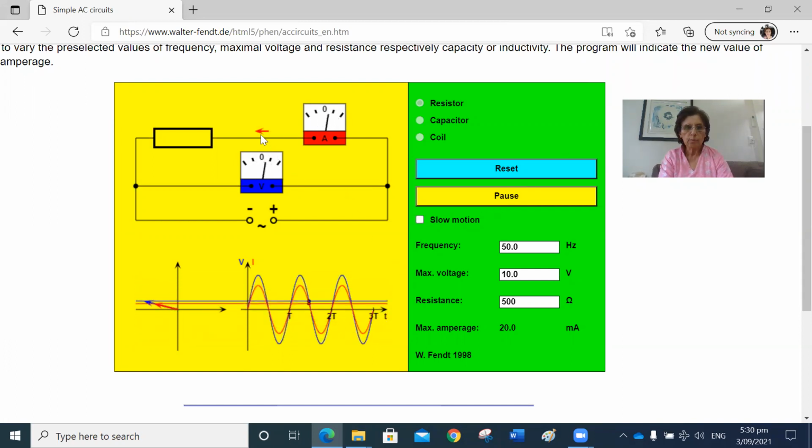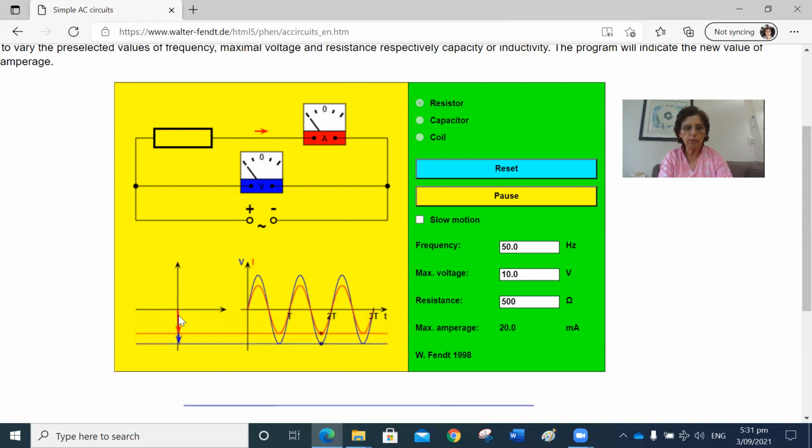So as you can see from here, current is changing direction. It's going back and forth, as is quite obvious from the needle of the ammeter or the needle of the voltmeter. Now this is the voltage and current time graph. And as you can see from this one, when the voltage is maximum, current is maximum, or we can say that voltage and current are always in phase in an AC resistor circuit.